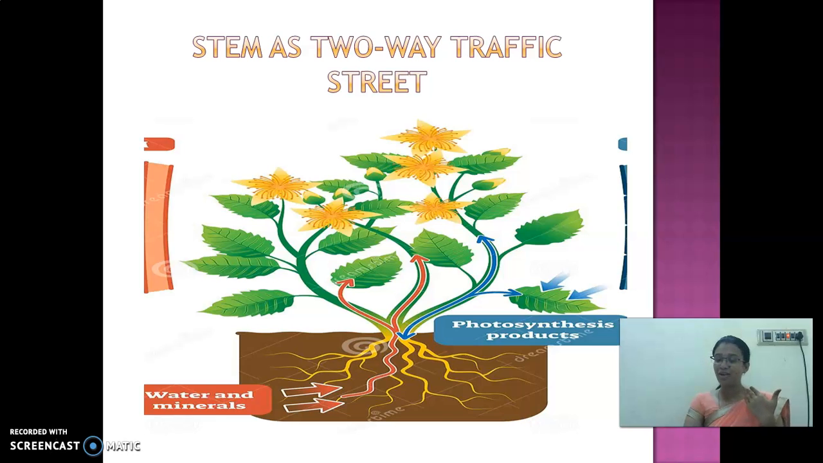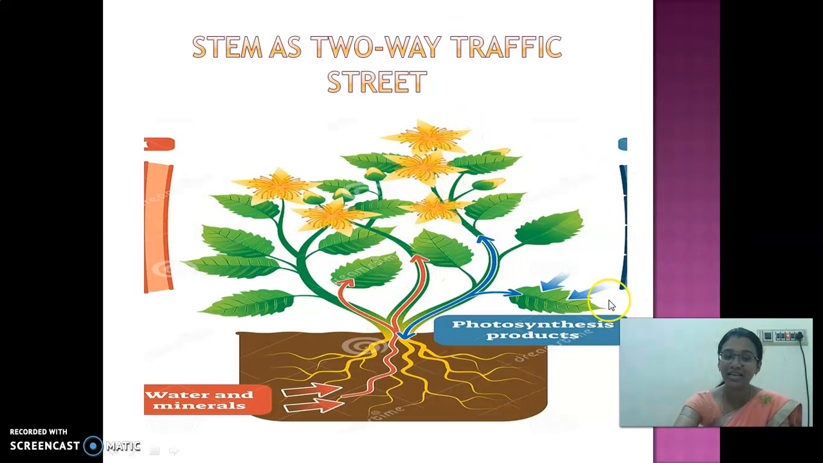Have you heard this one way, children? This is one way. Vehicles must not go on that side. Have you heard this? But here, stems act as a two-way. That means it can go and it can come back. So, how does stem act as a two-way traffic street?